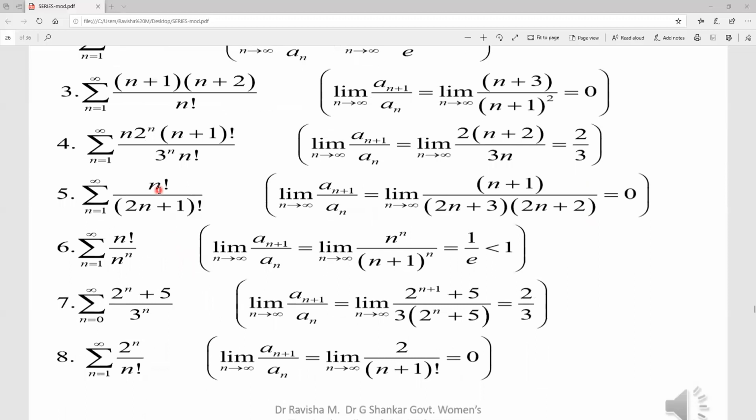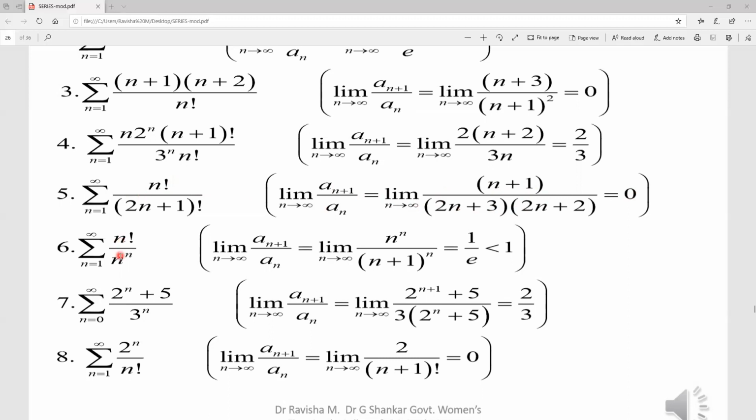Let us take the fifth one. Summation of n equals 1 to infinity n factorial by (2n plus 1) factorial. This series also has the factorial. Therefore, the ratio test is appropriate. I've taken the ratio of the nth term and the n plus 1 term. After simplification, we have (n plus 1) by (2n plus 3) into (2n plus 2). When you take n tends to infinity, the denominator is bigger than the numerator. This goes to 0 as n increases. So that is less than 1. Therefore, the series is convergent by using the ratio test.